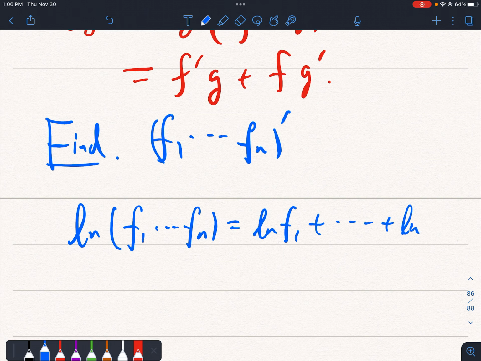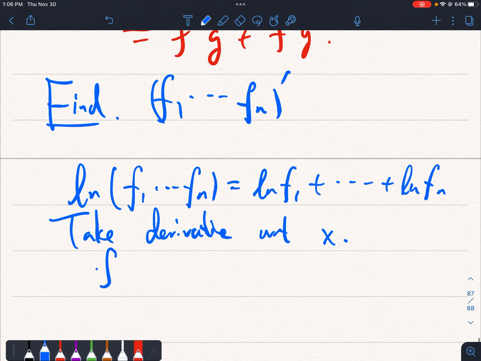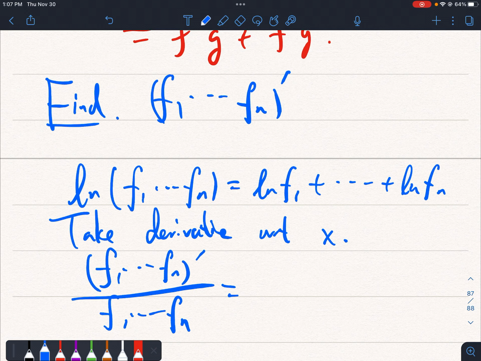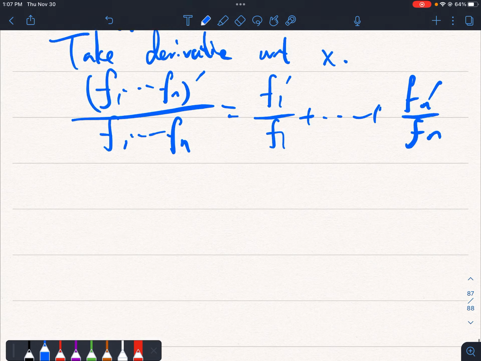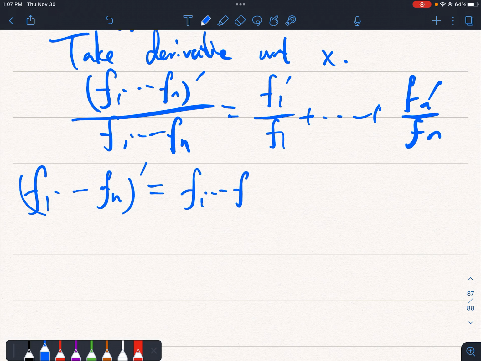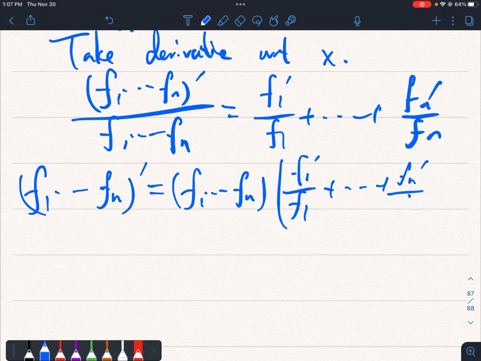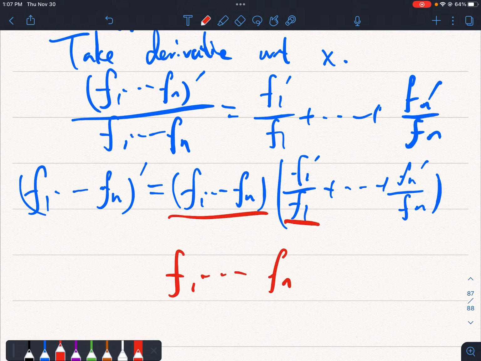Then we again use the trick of log differentiation. We know the log of the product of n terms is going to be ln f1 plus all the way up to ln fn. And then we take the derivative with respect to x on both sides. Then on the left, we get the derivative of f1 up to fn divided by f1 up to fn, which is equal to f1 prime over f1 plus all the way up to fn prime over fn, which means the derivative of f1 up to fn is equal to f1 up to fn multiplied by f1 prime over f1 all the way up to fn prime over fn.